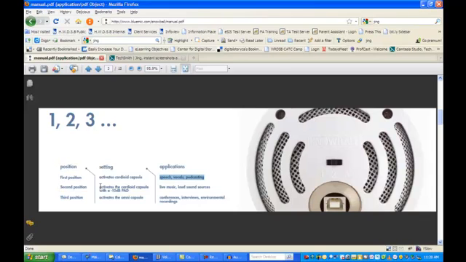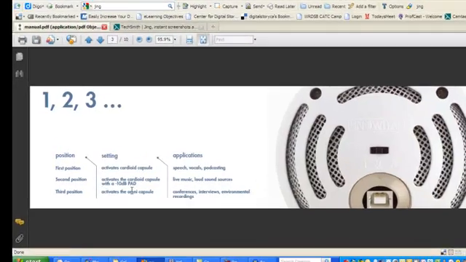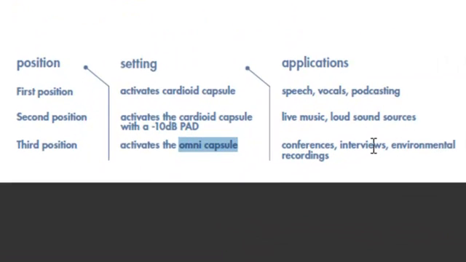In the second position, it activates again the front-facing cardioid capsule, but it has a 10 decibel pad, and what that means is it reduces the background noise, especially if you're playing live music or if you're in a lecture hall that's extremely loud. The third position is the omni capsule, and that's excellent for picking up conferences and interviews.